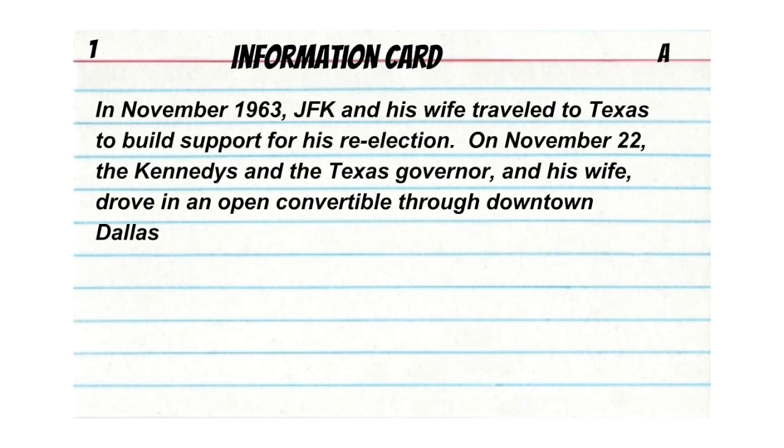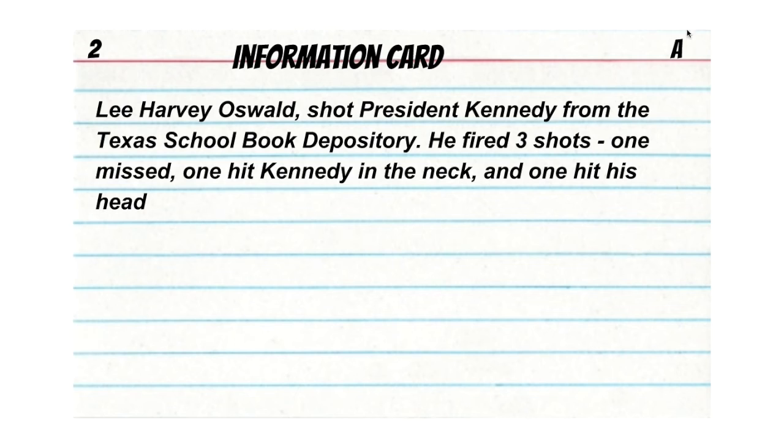So when I'm ready to go to my next card, I notify up at the top corner, this is my second card from my source A, and this is an information card. On this card, again, I am paraphrasing, Lee Harvey Oswald shot President Kennedy from the Texas School Book Depository. He fired 3 shots. 1 missed, 1 hit Kennedy in the neck, and 1 hit him in the head.